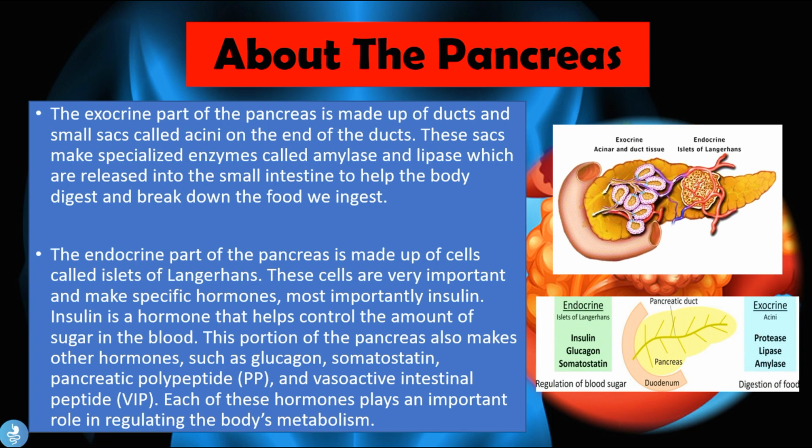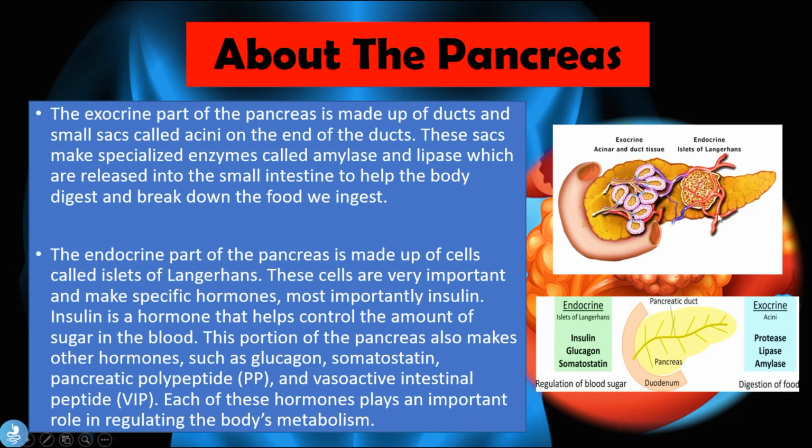The endocrine part of the pancreas is made up of cells called the islets of Langerhans, and these cells are very important and make specific hormones, most importantly insulin. Insulin is a hormone that helps control the amount of sugar in the blood. This portion of the pancreas also makes other hormones such as glucagon, somatostatin, pancreatic polypeptide, and vasoactive intestinal peptide. And each of these hormones also play an important role in regulating the body's metabolism.